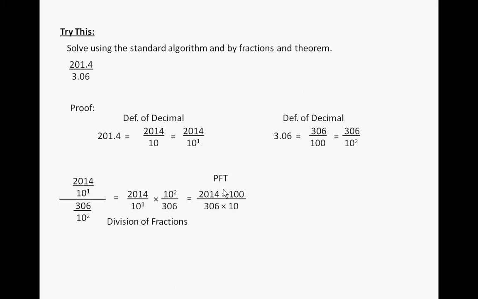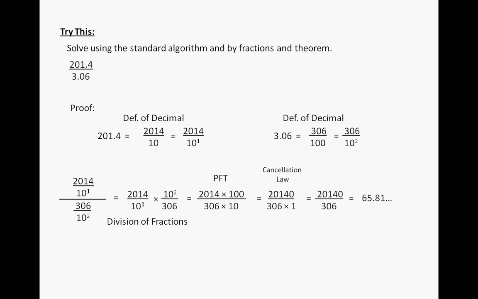By using our product formula theorem, we multiply across. And you can see we're setting up for another cancellation. So that becomes, the 10 goes away, and this becomes 10, and 10 times 2014 is 20,140, and 306 times 1 is obviously 306. So here is our answer. If you want an exact form, this is the answer, 20,140 over 306. But if you were to turn that back into a decimal, it would be 65.81 plus some other numbers after that.